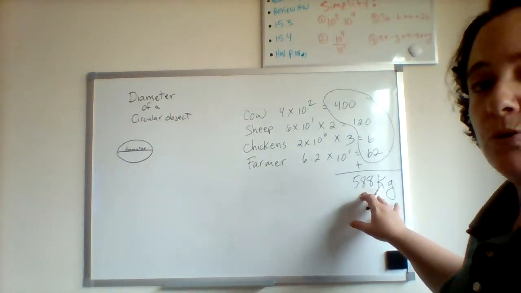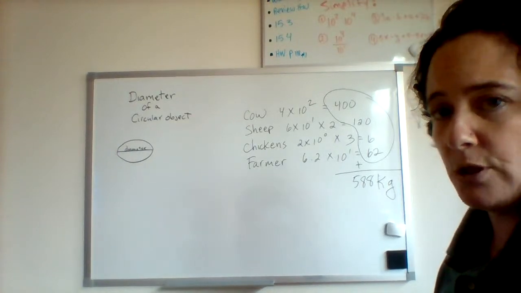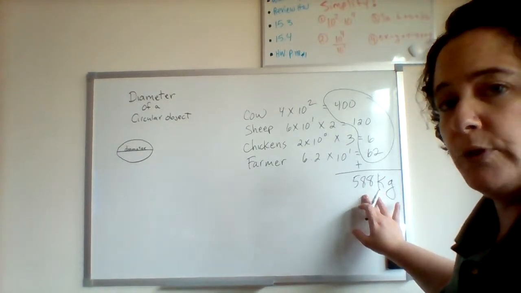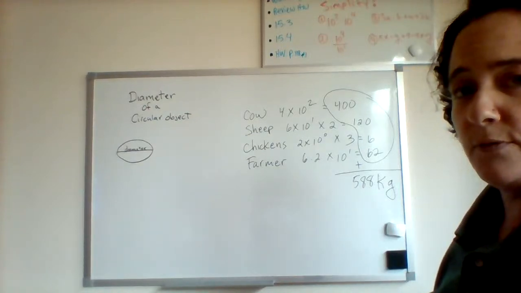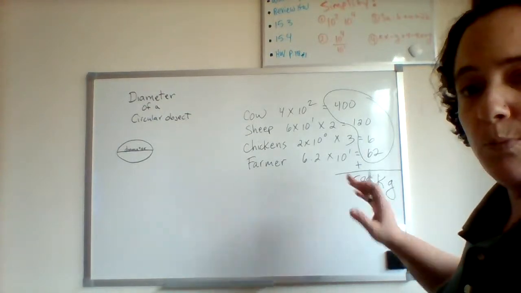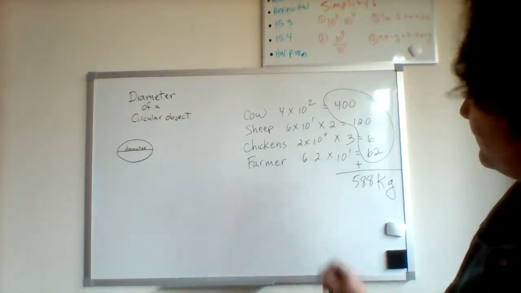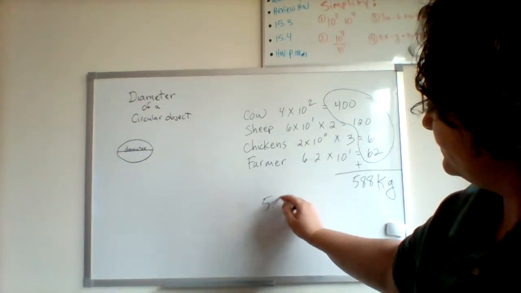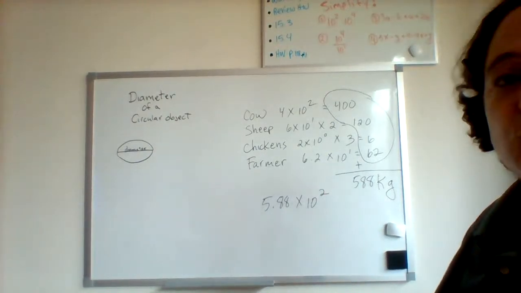Now, I told you I wanted to stretch us and make us put it into scientific notation. This is acceptable for an answer. If this was a test question and they didn't tell you to put it in scientific notation, this is acceptable, but we're going to practice. How do I put that in scientific notation? Is that true or false?